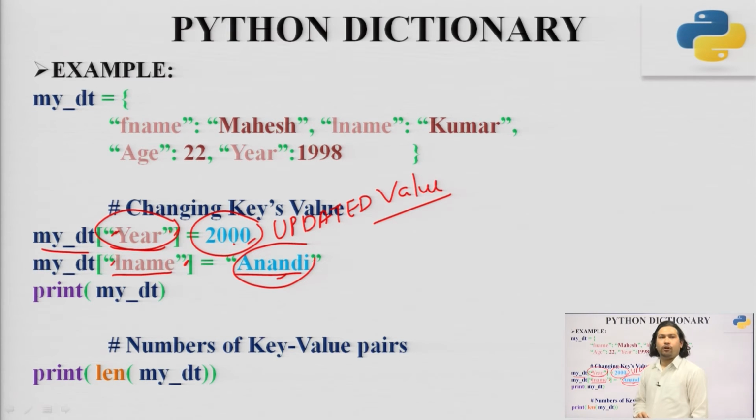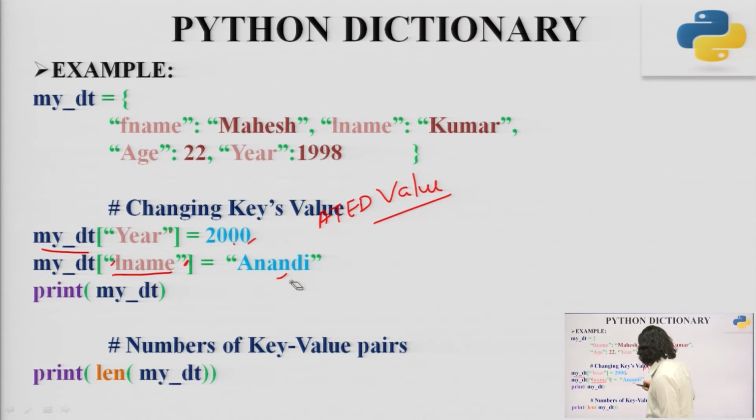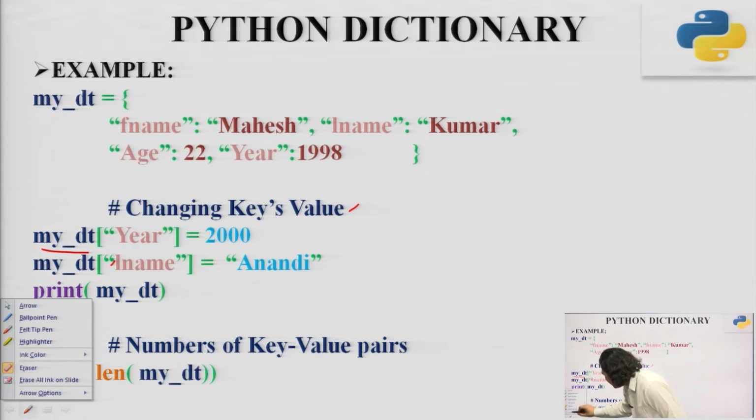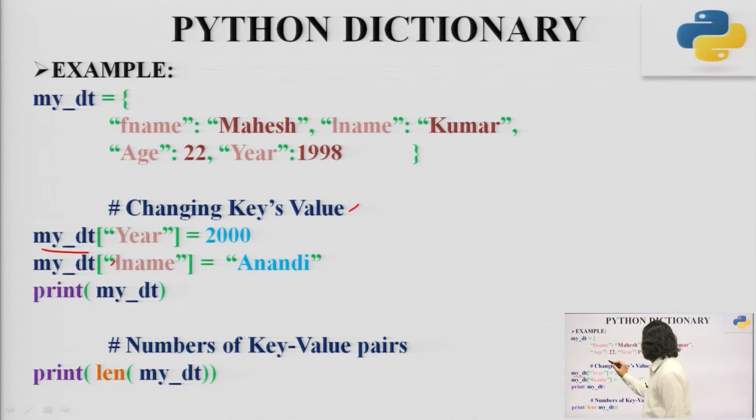So, here what we are doing, we are replacing or updating the values of the year with 2000 and similarly the L name as Anandi. So, here you can see that we will update this content of year as 2000 and the last name as Anandi.